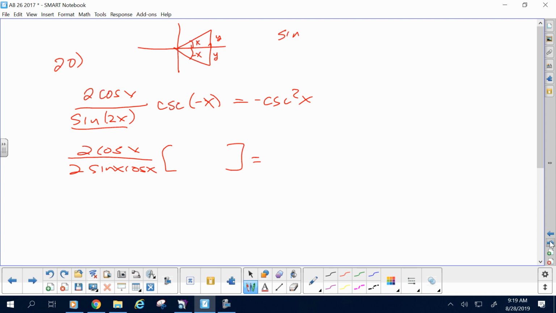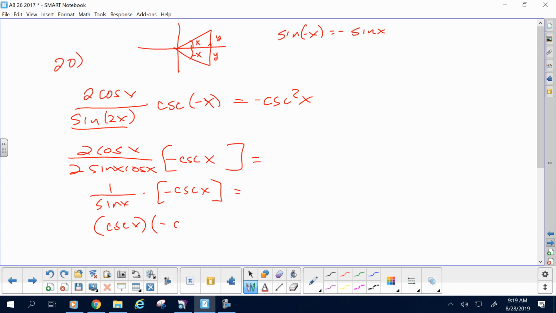And so sine of negative x is the opposite of the sine of normal x. Please don't say I pull the negative out front. That is not what's going on. Okay, cosecant of negative x then is the same. Cosecant of negative x is the same as the opposite of cosecant of normal x. Okay? Cool. Here, the cosine drops away, and you're left with 1 over sine of x. What should I do? Change the cosecant or change the sine? Change the sine. Sine in the denominator is the same as cosecant in the numerator. Boom.